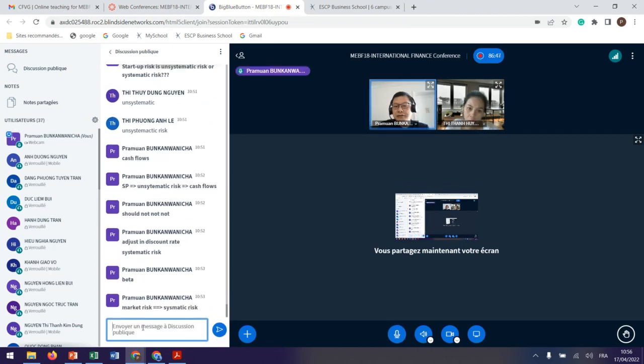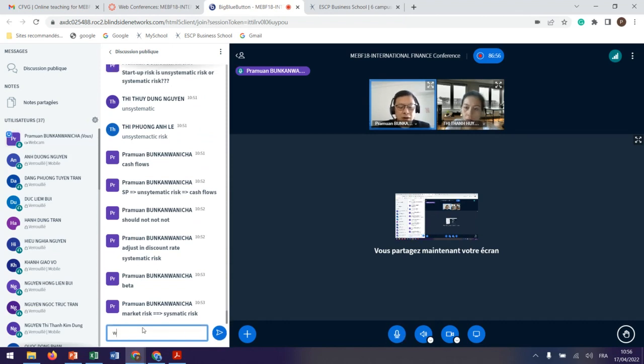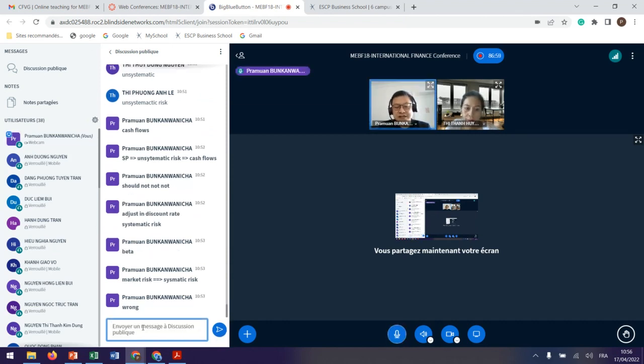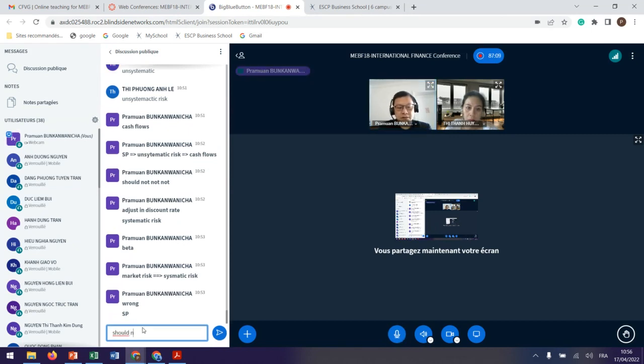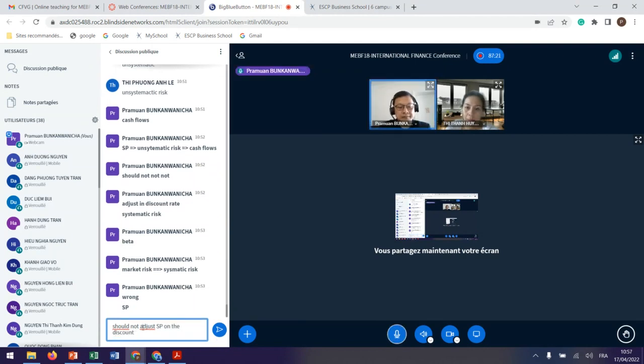Okay, everybody knows how to define whether it's a firm-specific risk or a systematic or unsystematic risk. So therefore, this is wrong. Adjusting the startup premium in the discount rate is wrong. We should not.